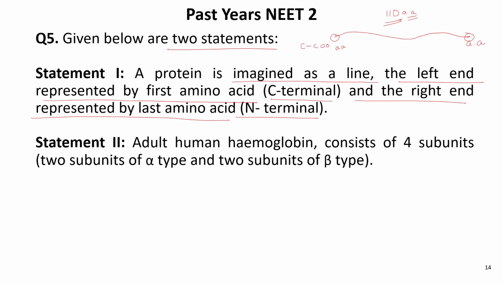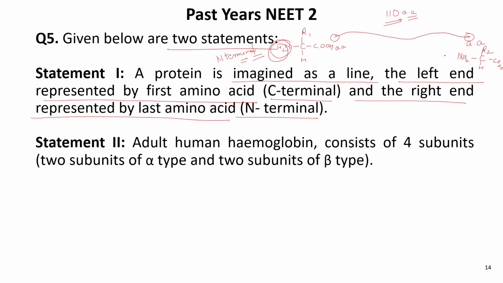alpha carbon, COOH, NH2 group, H, and suppose this is an alkyl group. So here you can see this particular end is free, which is called the N-terminal, and here at the last amino acid, what is free? NH2, alpha carbon, COOH, H, and here R2. That can be a different R.